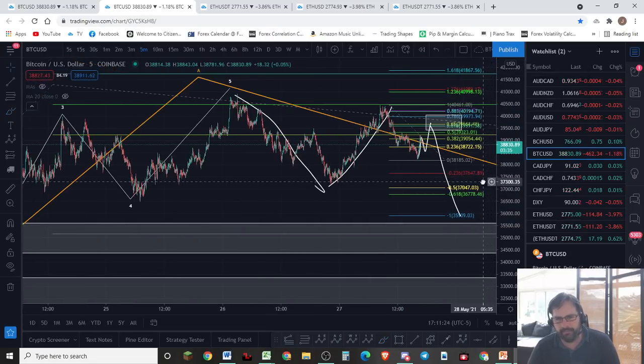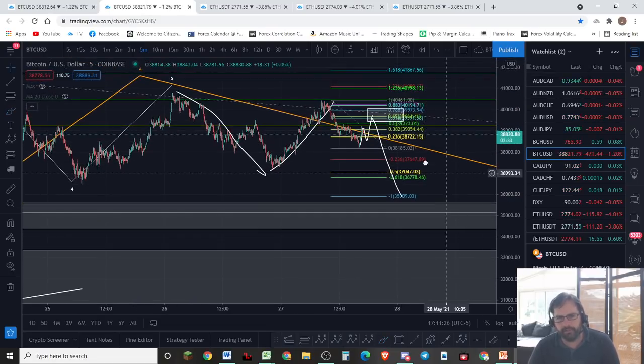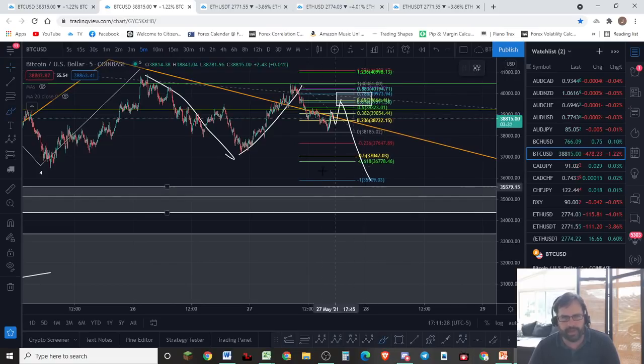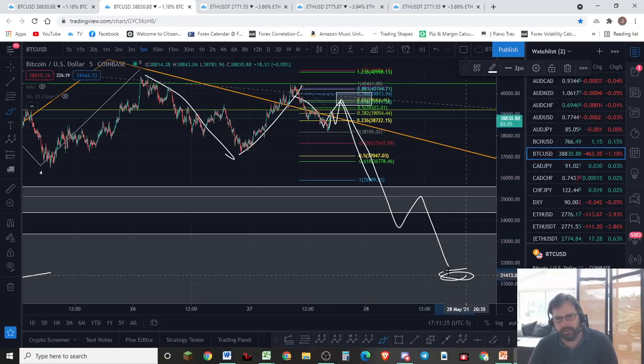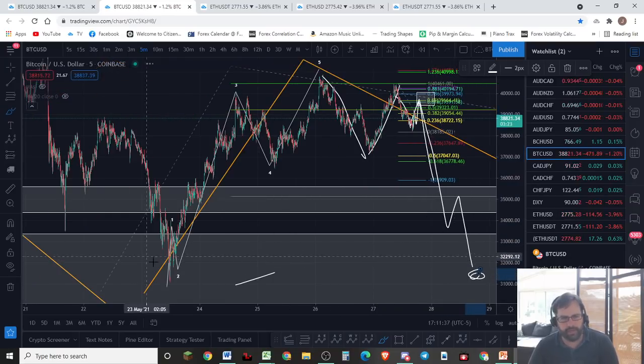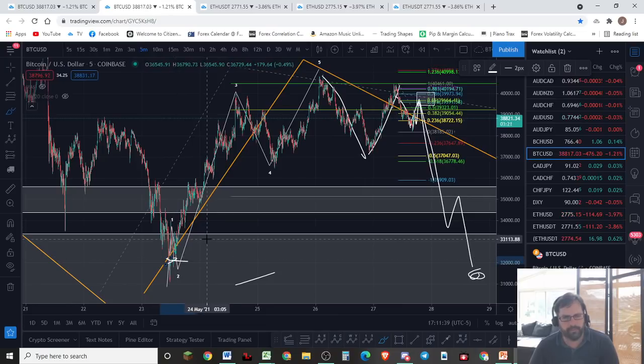And that this is going to form 5 waves to the downside. We'd have to count them something like this: 1, 2, 3, 4, and 5. Gets us down to our $32,000 zone here, the bottom of this wave. Okay.